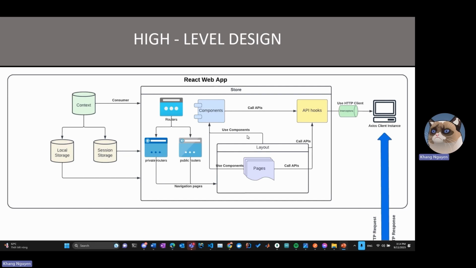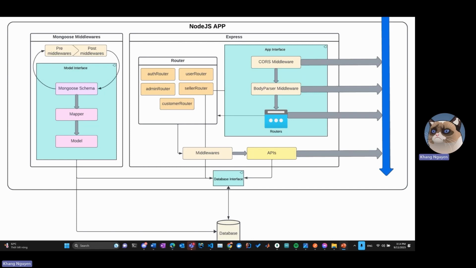And when talking with the backend, we need to have the HTTP client instance. So we set only one instance with a custom request interceptor to talk with the backend via the HTTP client. On the backend, we're using the Node.js app. In this one, we have the big container, which is Express. This Express is helpful for us to write the app interface, in which we can identify the core middleware, policy middleware, and we can write a router.